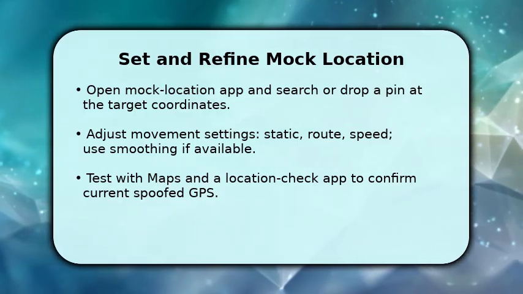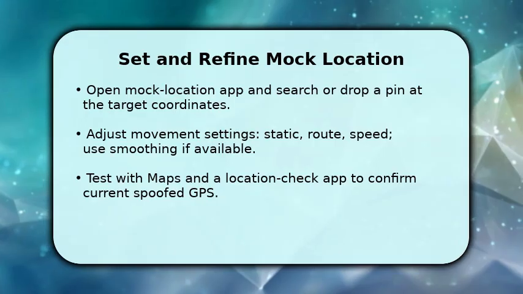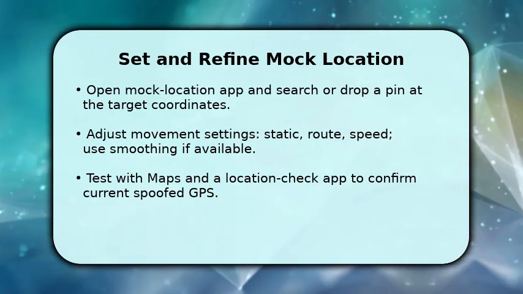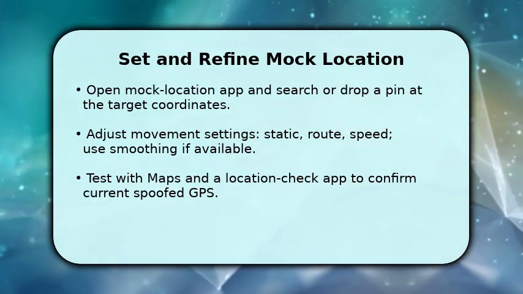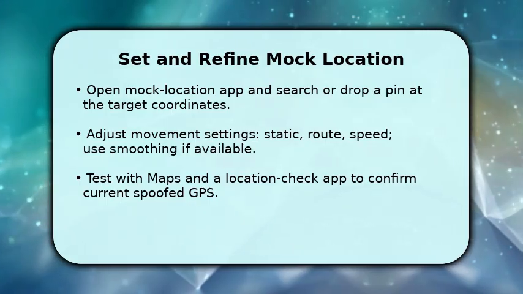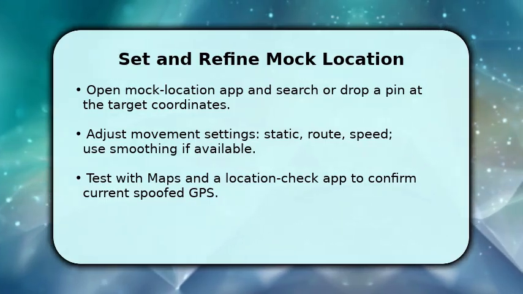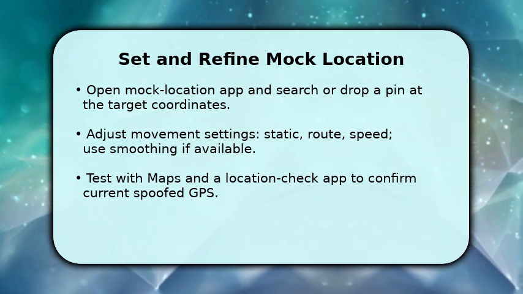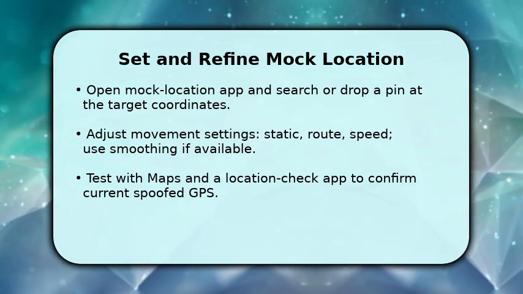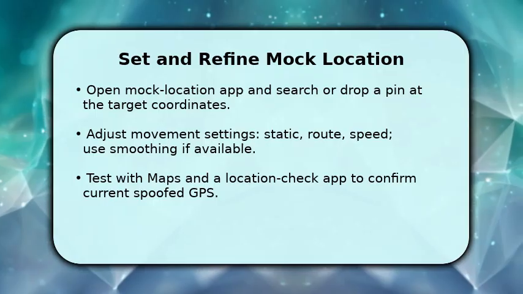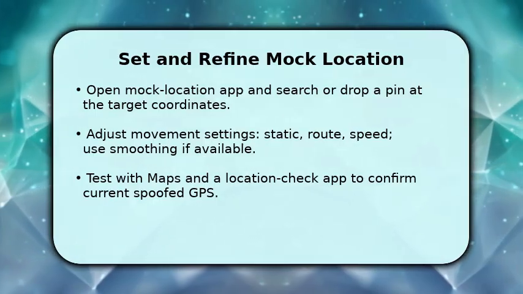Set a static point for one location, or create a route and set speed if you need motion. Use smoothing or jitter reduction to avoid unrealistic jumps. Make sure to grant any runtime permissions the app requests. After configuring, immediately test in Google Maps and a location check utility to verify the phone reports the new position.